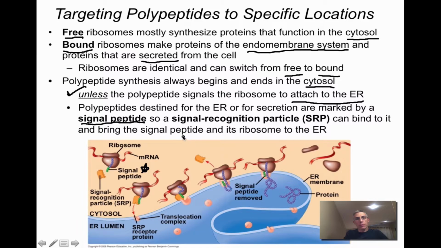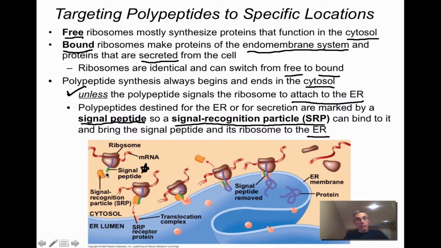Now this signal peptide is important because it is going to be the indicator to a signal recognition particle, sometimes abbreviated SRP, which is going to allow it to bind to that signal peptide. And when it does that, it's going to bring the signal peptide and its ribosome to the ER. So again, if you look down towards the bottom, this is our ribosome in the cytoplasm. You can see our messenger RNA being used to build our polypeptide.